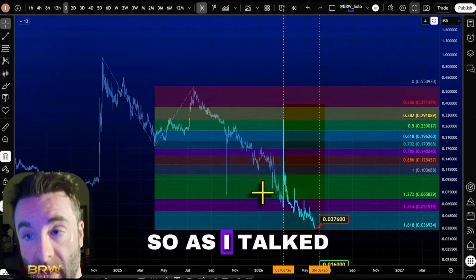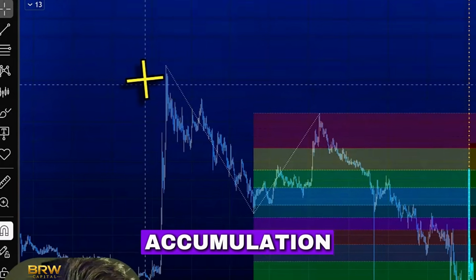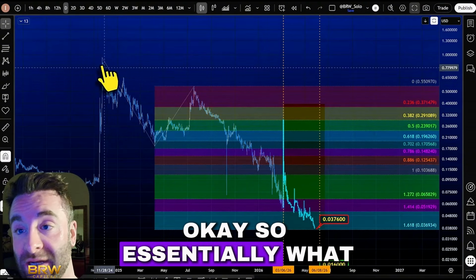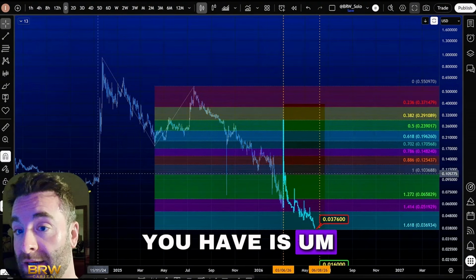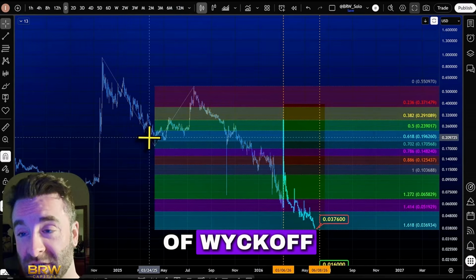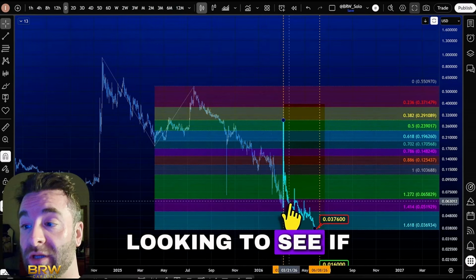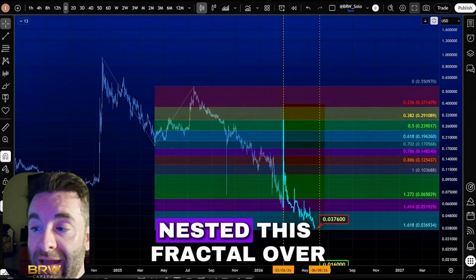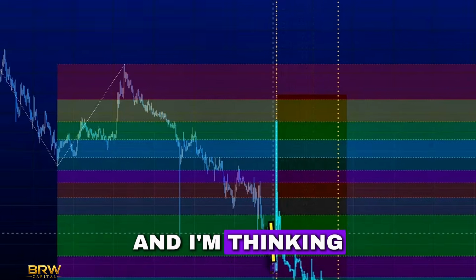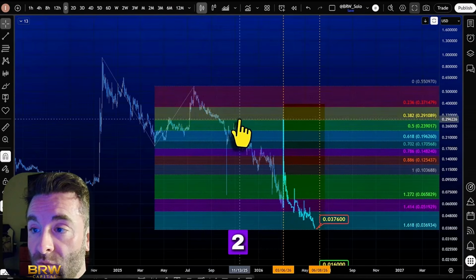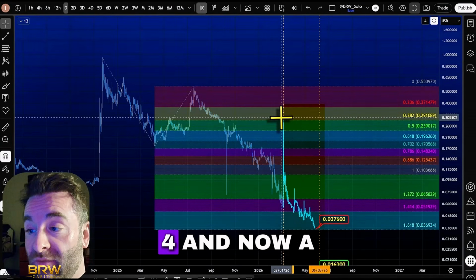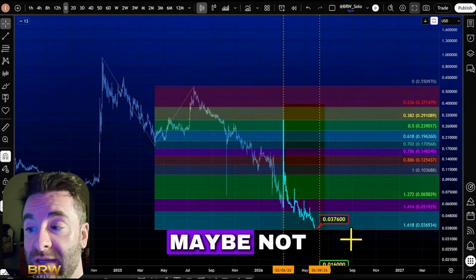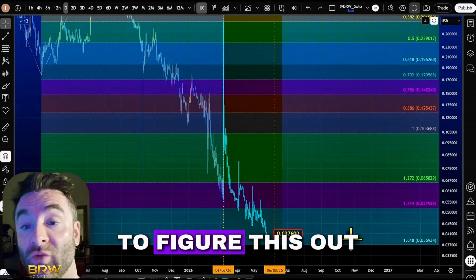As I talked about, this is Wyckoff accumulation that started here in November of 2024. Essentially, you have characteristics of Wyckoff, and we're looking to see if we have a spring phase, right? So when I nested this fractal over, I'm thinking, okay, you have a wave 1, a wave 2, a wave 3, wave 4, and now a wave 5, right? Now, does that mean the bottom is in? Maybe not. Maybe we have been able to figure this out finally.